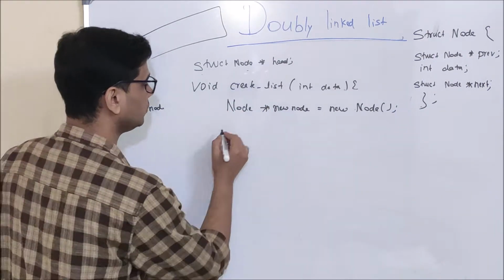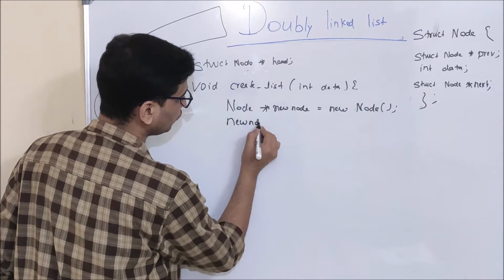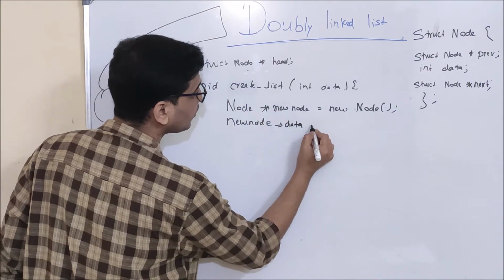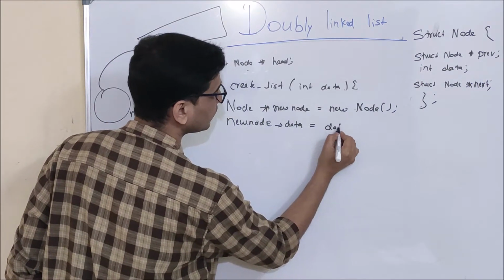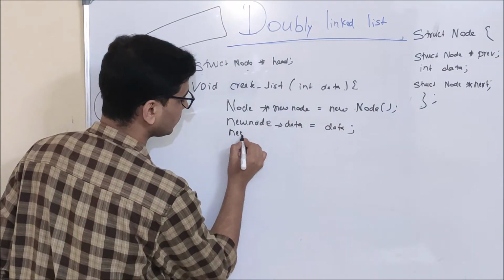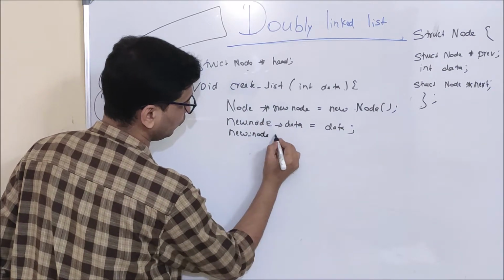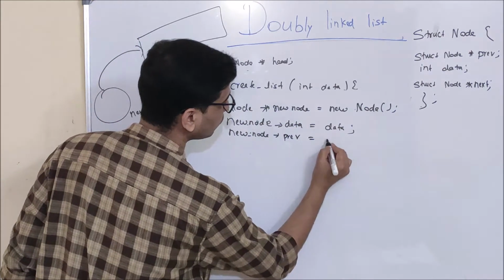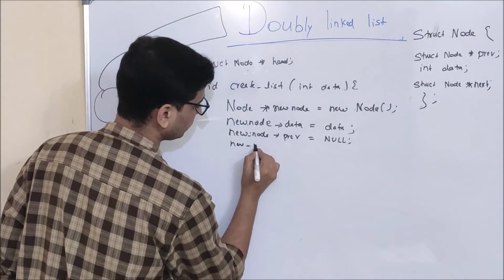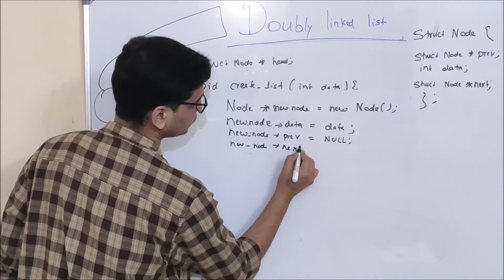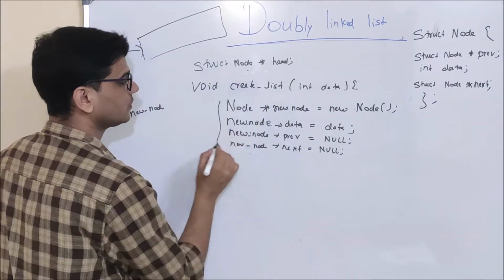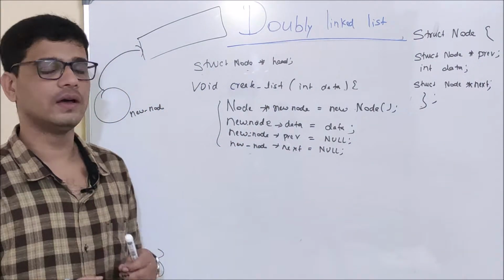First of all, in the new node's data part, we will store this particular data. Then new node dot previous equal to null, and new node dot next equal to null. This is the thing which we are going to do prior to anything else.